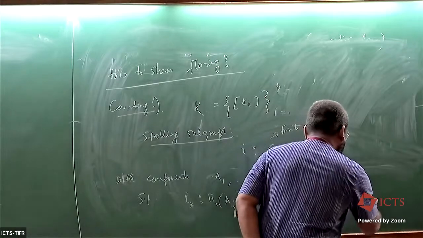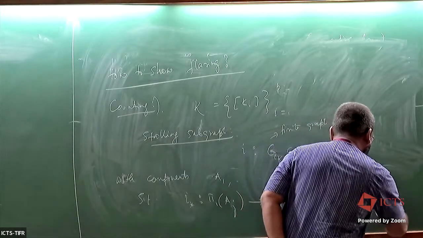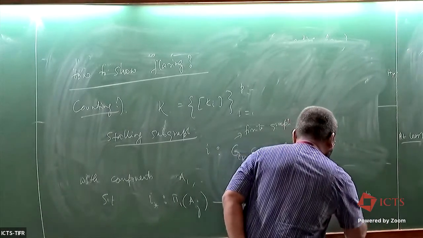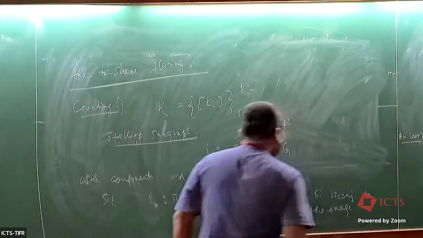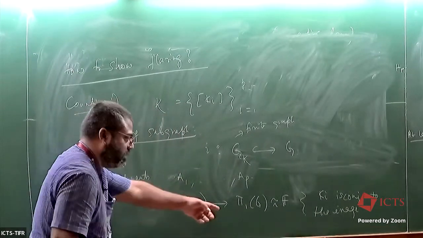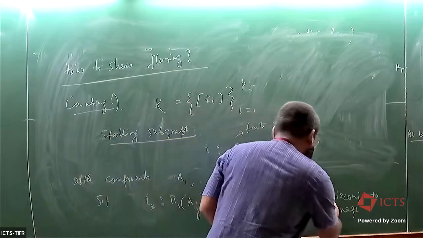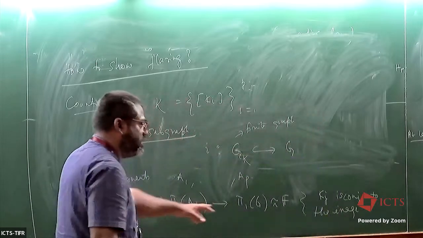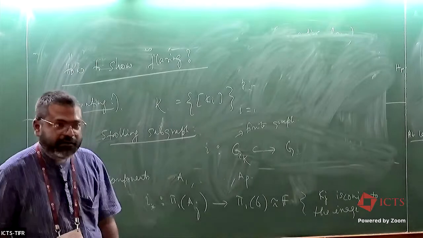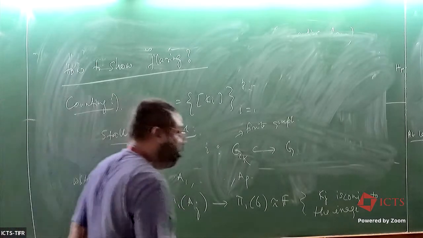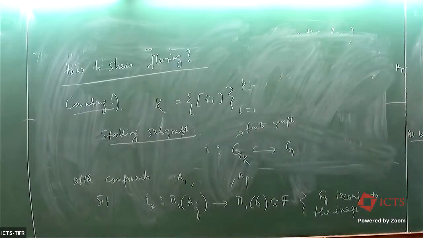Ki is conjugate to the image. So you look at the image here in F, and Ki should be conjugate to Kj, and Kj should be conjugate to this thing here. So this is the Stallings subgraph. Now that you have the Stallings subgraph, let me tell you how to compute the length here.